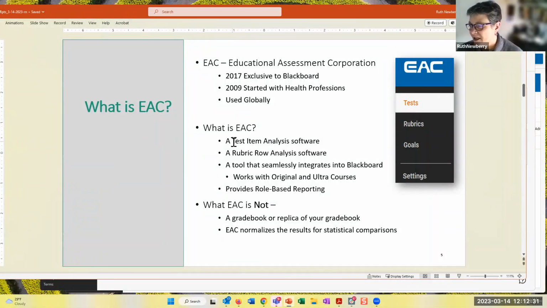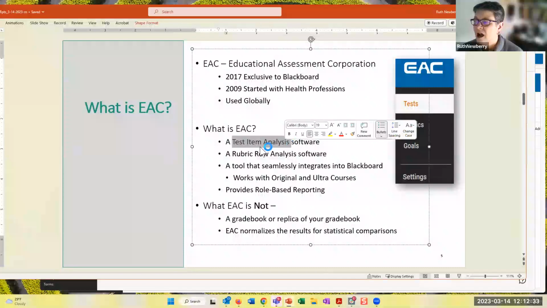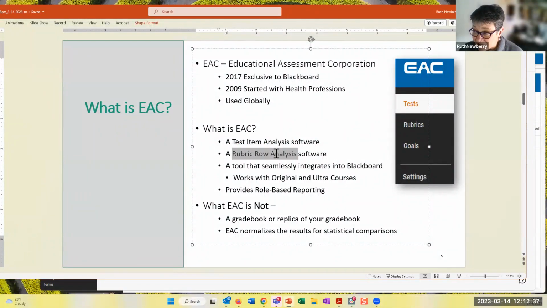So as it says here, it can be test analysis software. It can be a rubric analysis. It works with original and Ultra courses and really is providing a role-based approach. So instructors and then others get added in later.